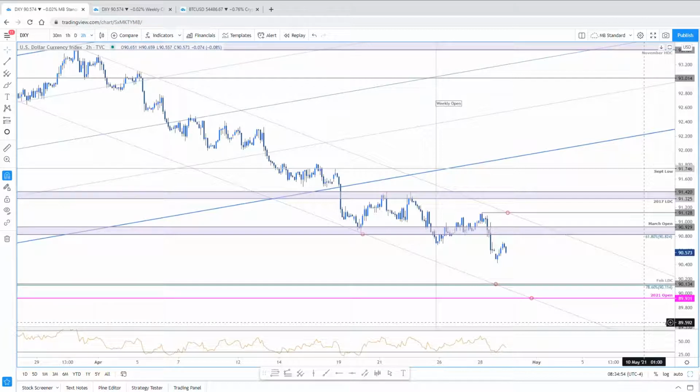Dollar is certainly probing the lows. Yesterday's move did break a lot of weekly opening ranges, but just because the weekly opening range broke doesn't mean it's necessarily a straight shot.